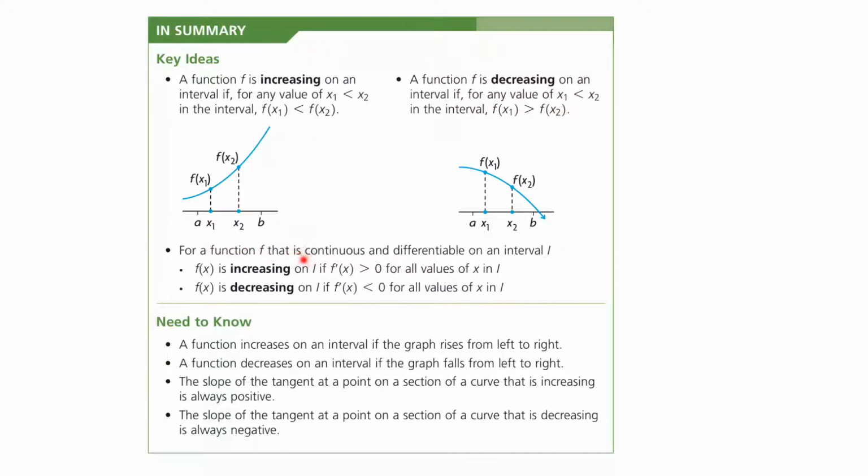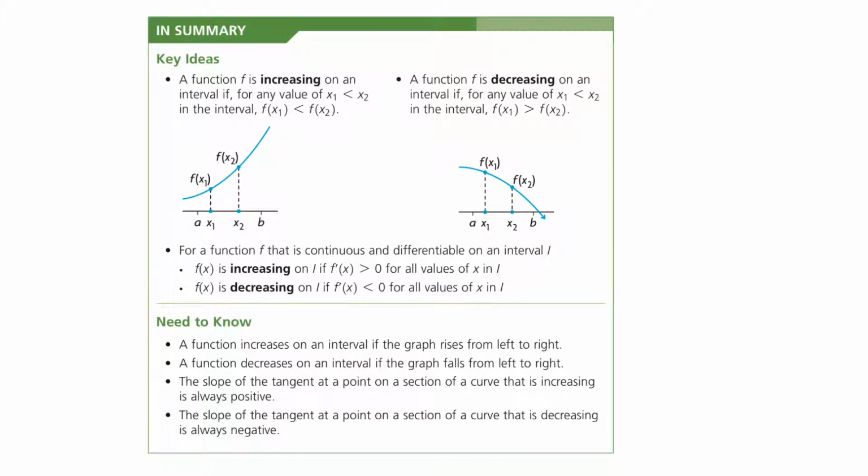For a function f that is continuous and differentiable on an interval I, f of x is increasing on I if f prime of x is positive for all values of x in I. f of x is decreasing on I if f prime of x is less than 0 for all values of x in the interval. The slope of the tangent line at a point on a section of a curve that is increasing is always positive, and if the function is decreasing, the slope of the tangent line in that section is negative.